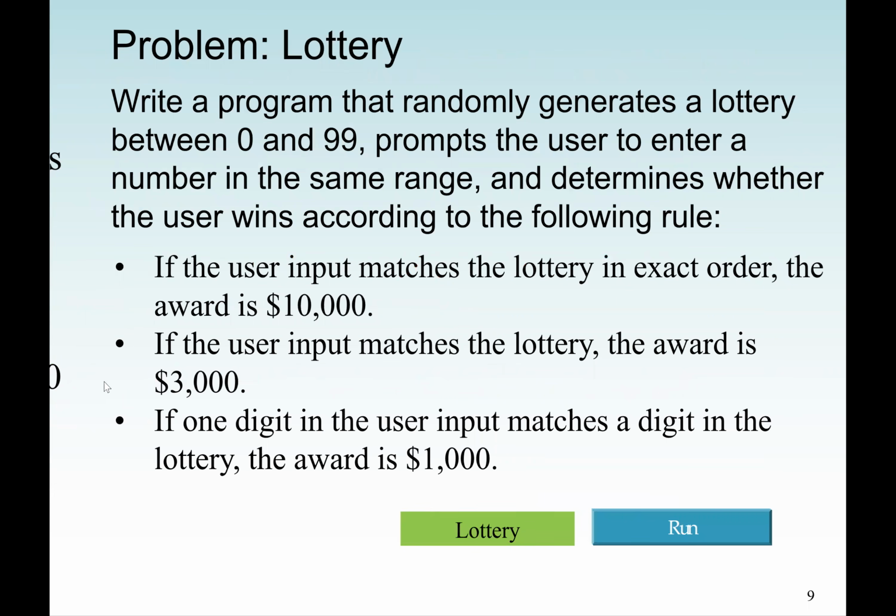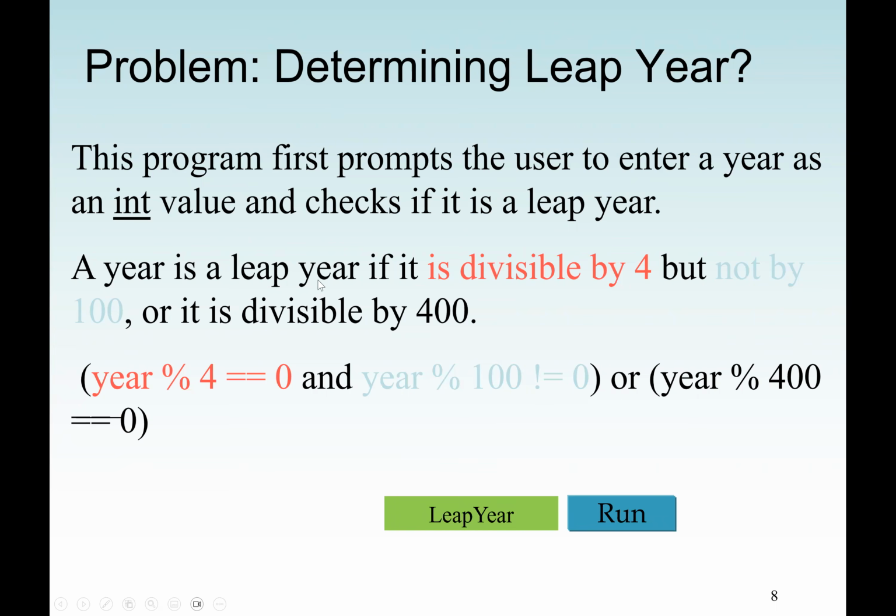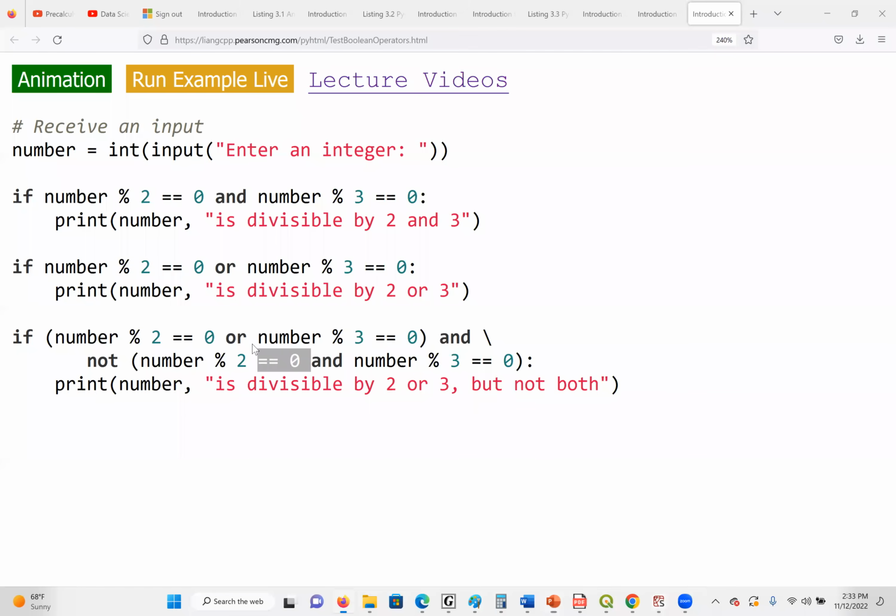Let's go back. A leap year means, based on the question condition, year modulus 4 equal to 0, which means a leap year is divisible by 4. And year modulus 100 not equal to 0, it's not divisible. So if this is true, then it's a leap year. Or if this is false and the year modulus 400 is equal to 0, it's true, then it's still a leap year. So let's look at the program.